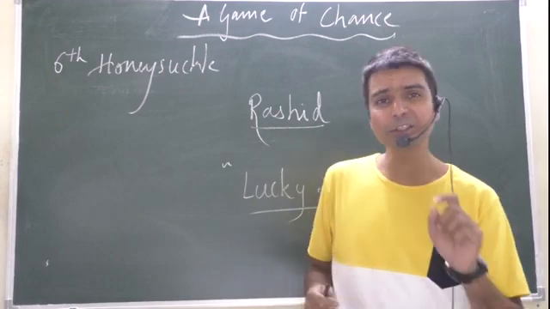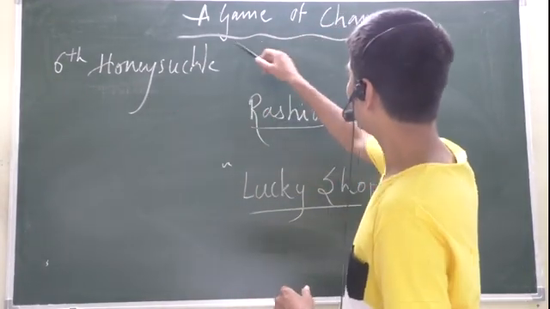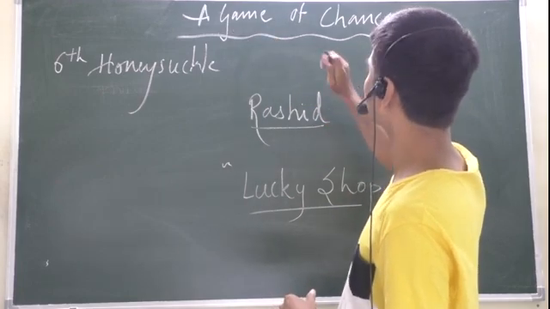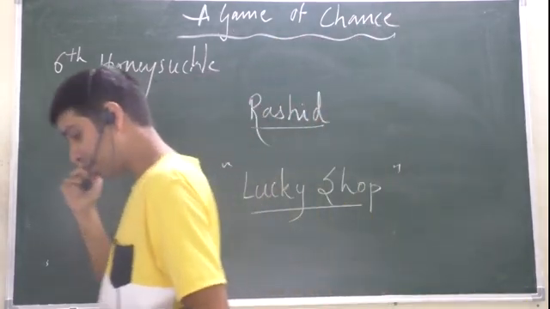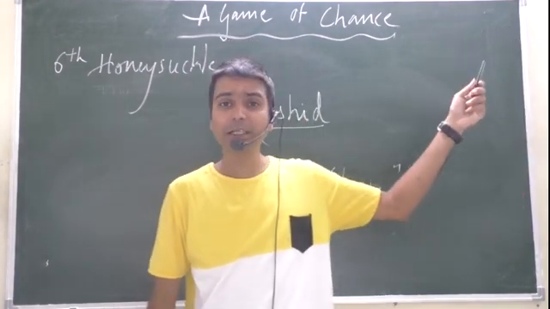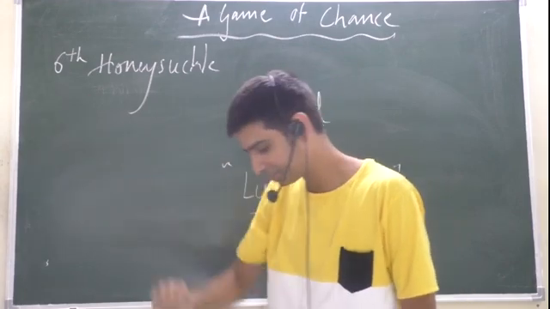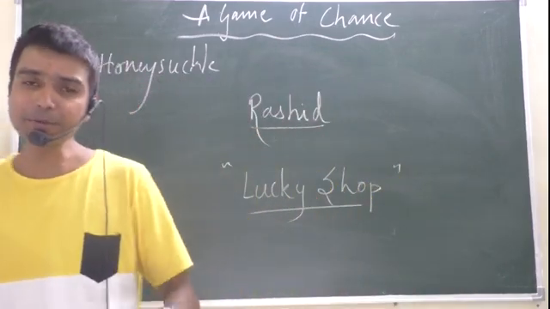The chapter that we are going to read today is from the 6th Standard Honeysuckle book, and its name is A Game of Chance. Well, to the left here, my friends, you've got the information button. You can click on it and get the whole playlist of the Standard 6th Honeysuckle book. Now, coming back to the story.